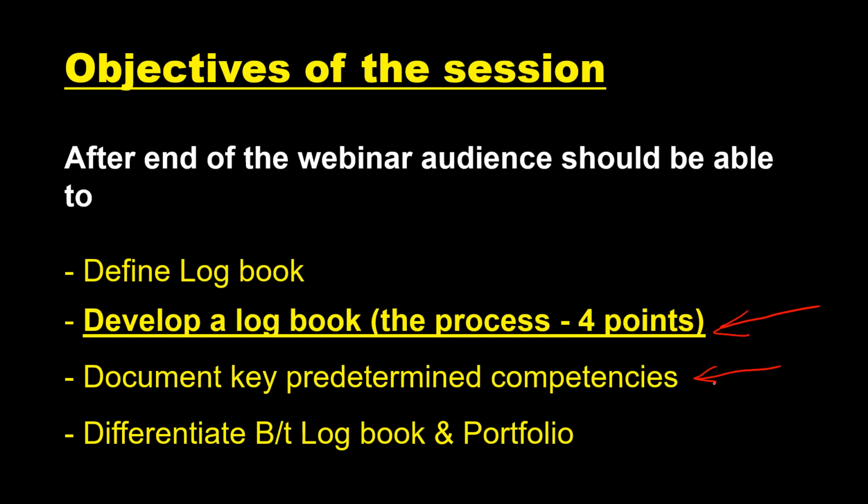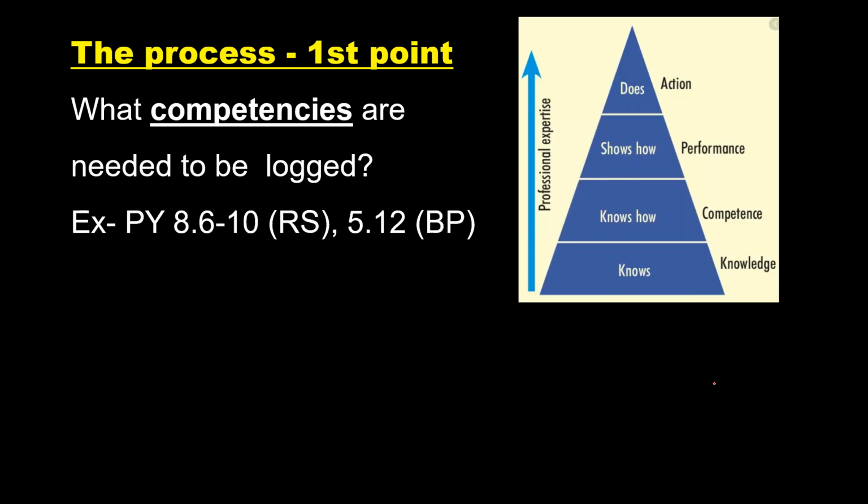Things will be reinforced and revised, and that will come in the form of what we call a log table. But let's first see how we can develop the logbook, the process on 4 important points. The first point in the process is what competencies should be selected to be logged. We have approximately more than 100 competencies. For example, if we see the RS competencies, we have PY 8.6, 8.7, 8 and 10 also, and these are related to respiratory, peak expiratory flow rate, spirometry, RS examination.